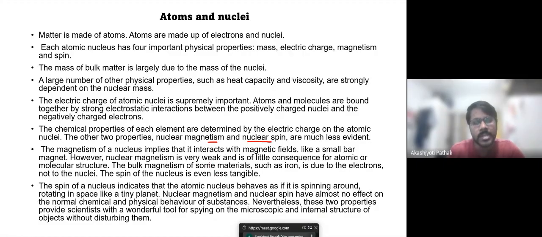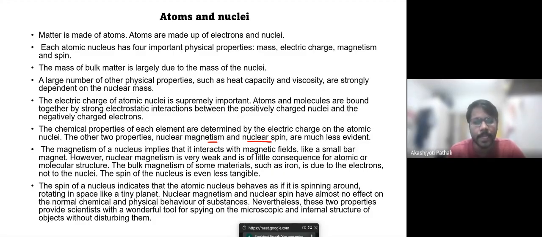However, this nuclear magnetism is very weak and is of little consequence for atomic or molecular structure. The bulk magnetism of some materials, such as iron, is due to electrons, not to the nuclei. So the magnetism of materials like iron is mainly because of the electrons, not of the nuclei. The nuclear magnetism is very weak, and it is not considered in most cases.